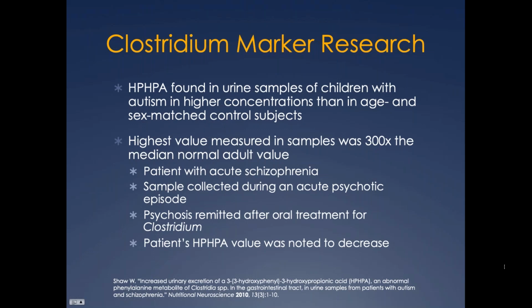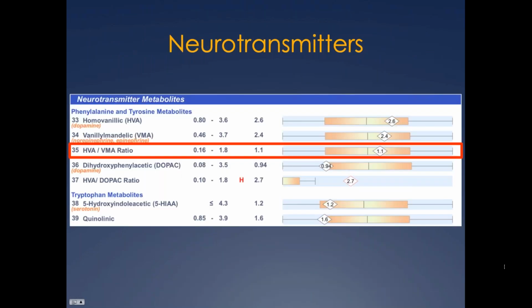this individual. The individual was then given an oral antibiotic specifically to treat the presence of Clostridium bacteria in the gut, and that individual's psychotic episode remitted. The scientists then collected another urine sample after the remission of the psychotic episode, and the HPHPA value was noted to decrease.